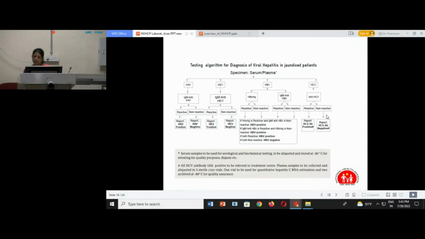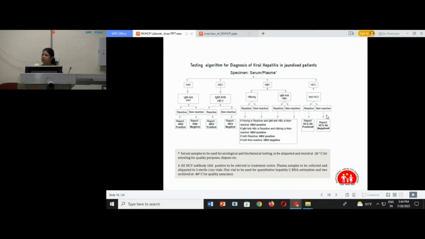When the sample is tested for hepatitis C virus, if anti-HCV, these are antibodies, are detected, they are reactive, and the report is given as hepatitis C positive, hepatitis C antibody positive. If anti-HCV is not reactive, the report is given as hepatitis C antibody negative.